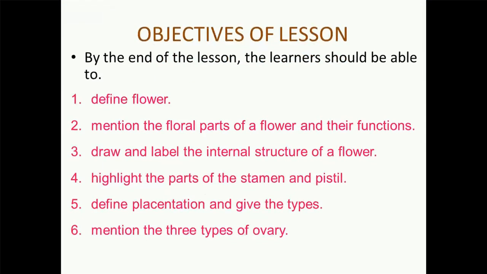Objectives of the lesson. By the end of the lesson, the learners should be able to: 1. Define flower. 2. Mention the floral parts of a flower and their functions. 3. Draw and label the internal structure of a flower. 4. Highlight the parts of the stamen and the pistil. 5. Define placentation and give the types. And 6. Mention the 3 types of ovary.